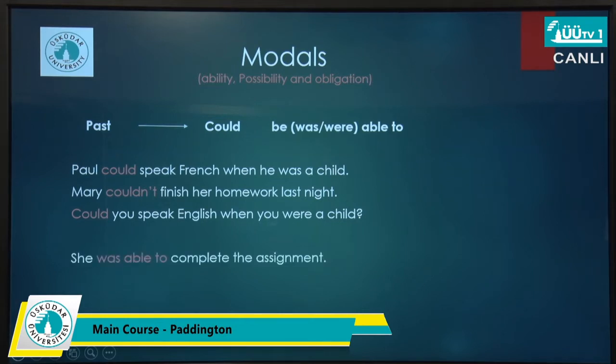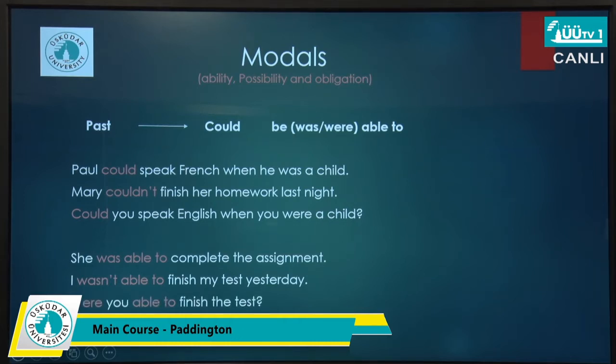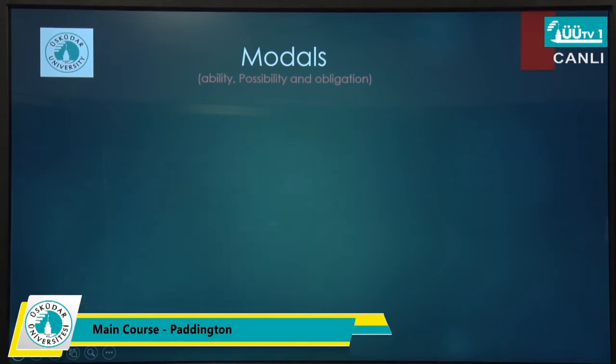The examples for be able to: she was able to complete the assignment. I wasn't able to finish my test yesterday. And the last one, were you able to finish the test? Now, as I promised, we want to talk about the differences that might exist between can and could. As I have mentioned before, there are some circumstances in which we are not allowed to use be able to. And that's why we focus on that special ability.